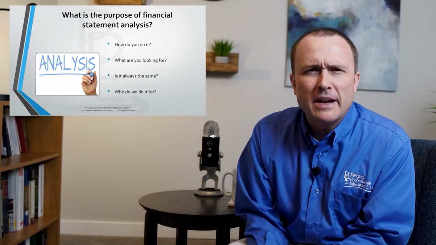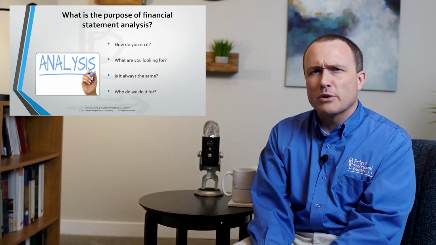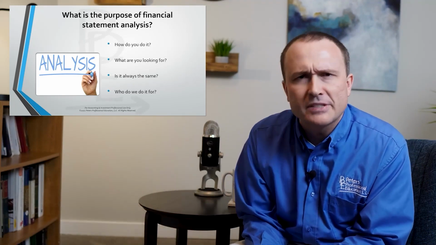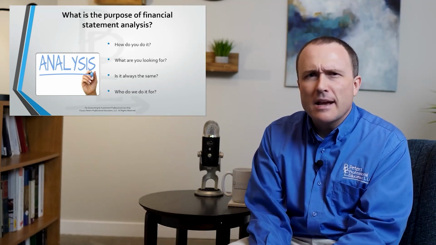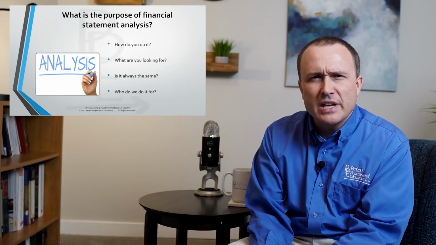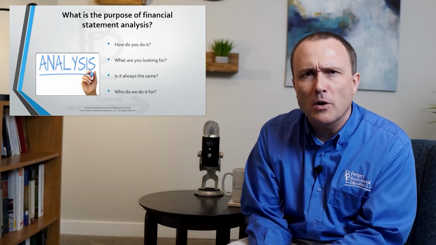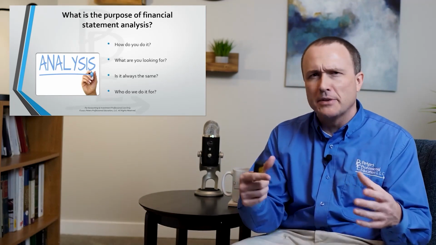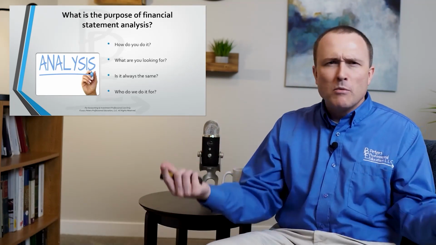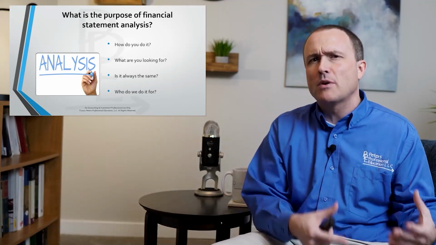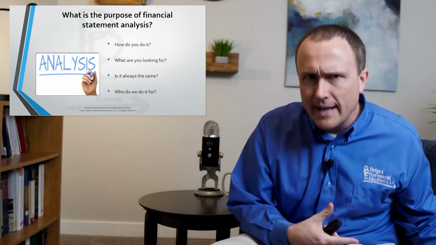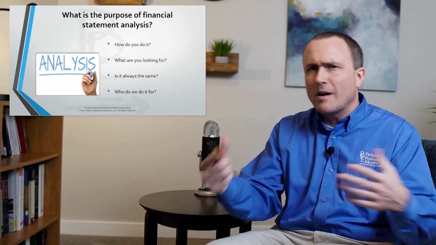There might be some initial ratios or relationships that we want to look at. So, if we're used to seeing a working capital number and that working capital number is very different this period, we may look at that and say, okay, something's going on here. I don't know what it is, but I know that something's going on here and I need to look into it.